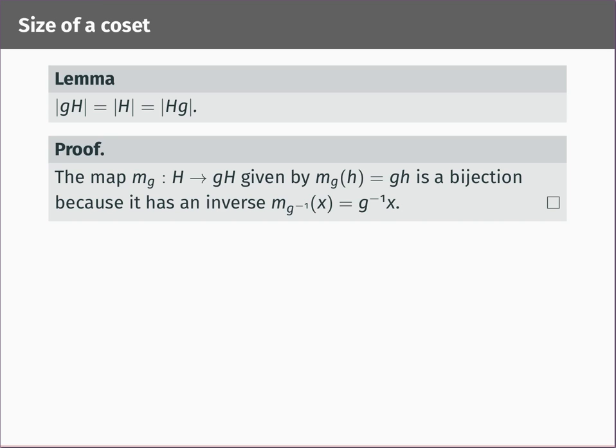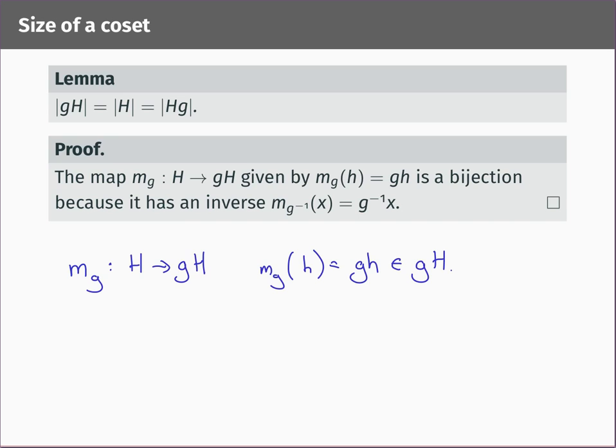So let's just quickly expand on this a little bit. What's going on here? M_g, I'll make that look a little bit more like a subscript, M_g is the function from H to G, and M_g of an element of H is g times that element of H. And this is genuinely a function that goes from the subgroup H to the coset gH, because this is an element of gH for sure by the definition of the left coset.